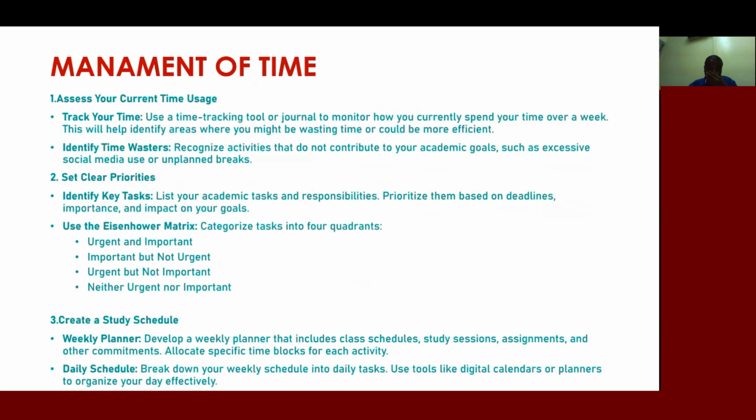So how can we manage our time so that we can achieve academic excellence? Now, number one, you need to assess your current time usage. It's always good to call yourself a meeting, try to understand how you have been using your time. That's number one. You can even use a tracking tool or a journal to monitor how you currently spend your time over a week.